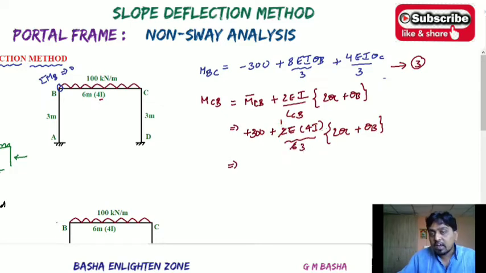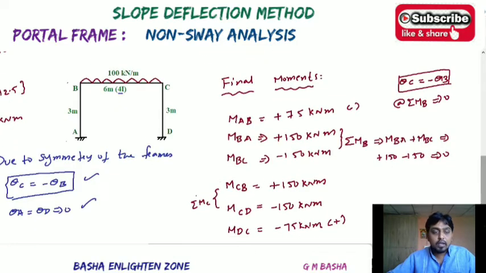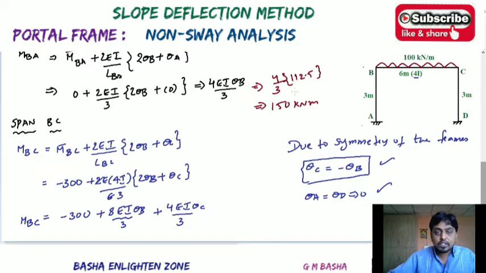Means 4 EI by 3, and again multiply with the internal value 300 plus 4 EI, 4 into 2 is 8, 8 EI theta C by 3 plus 4 into 1, that is 4 EI theta B by 3, and again MCB. So this equation will be the fourth equation. So already in the span AB we obtained two equations. The equations will be, that is first equation.